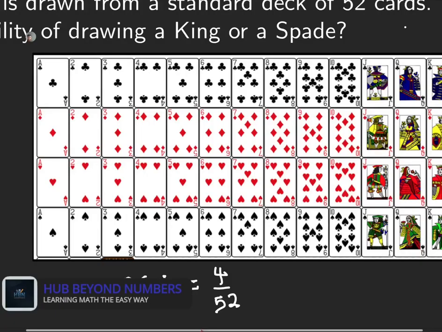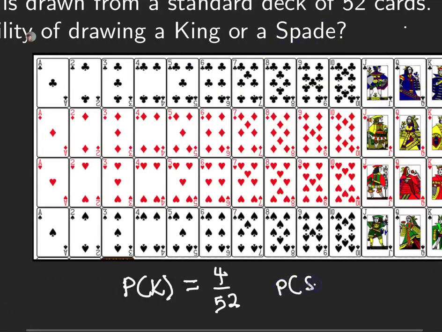Alright. Then we come to our next item, which is what is the probability of drawing a king or a spade? So probability of drawing a spade then becomes, so we know there are 13 of these spades. 1, 2, 3, 4, 5, 6, 7, 8, 9, 10, 11, 12, 13. So the probability of drawing a spade is also 13 over what?